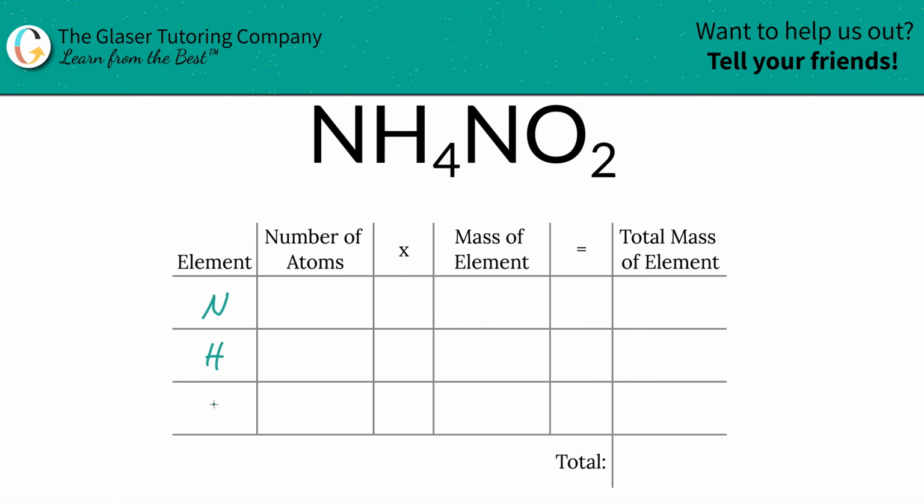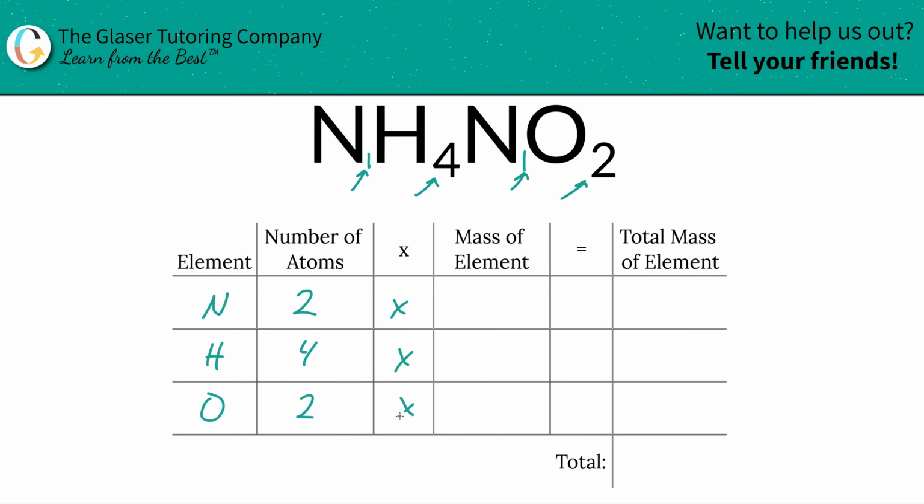So nitrogen, hydrogen, and oxygen. Then we're going to write down the number of atoms of each, and that's where the subscripts come into play. Now if you don't see a subscript at the bottom of an element, just put in 1. Now how many nitrogens do you have in total? Well, you have 1 here, and you have 1 here, so there's going to be 2 in total. The hydrogens, there's 4 in total, and then 2 oxygens.